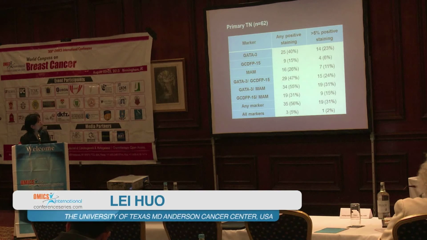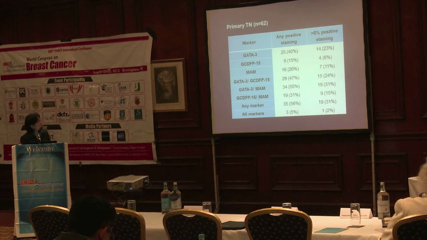If you look at the bottom line, the number of tumors that were positive for all the markers was very small, and 56% of the cases were positive for at least one of the markers. Of course, as expected, if we apply the 5% cutoff, these numbers were lower, and 31% of the cases were positive for at least one of the markers.